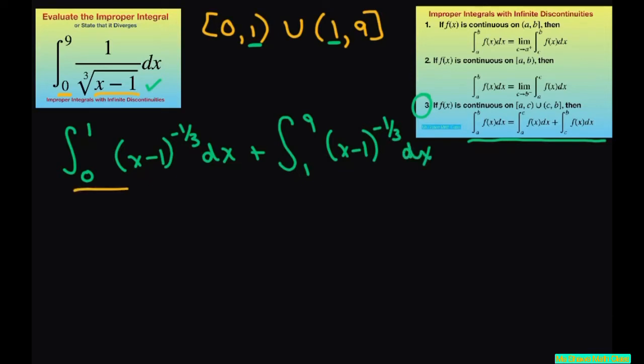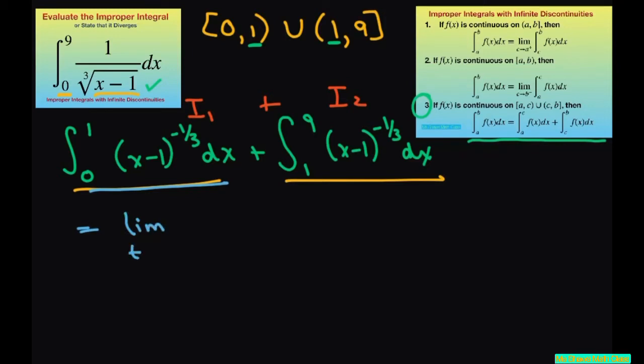So these are the two that we have. Let's call this one integral 1, and this one is plus integral 2. For integral 1, we're going to write the first piece as the limit as t approaches 1 from the left. So just keep this in mind. This one is integral 1, and then we're adding the integral 2 here. This is just adding these first two parts.